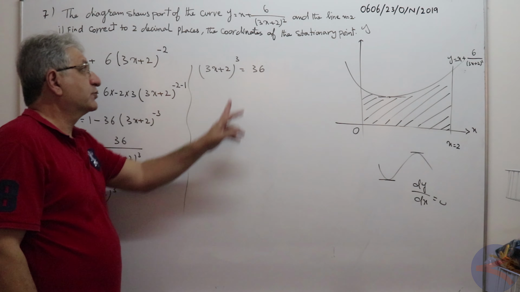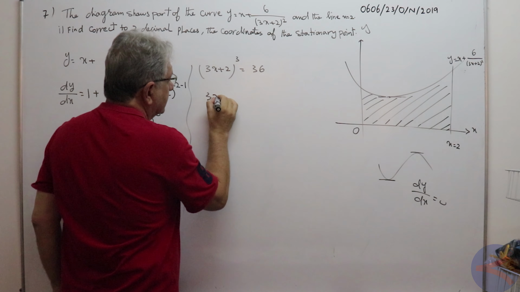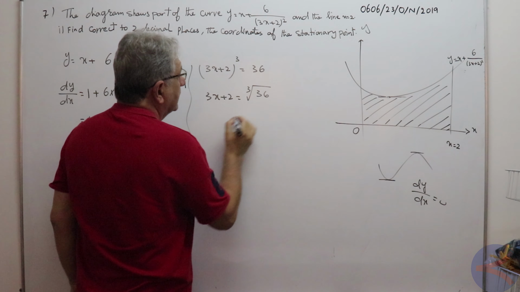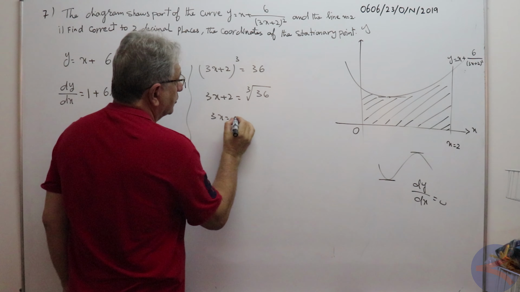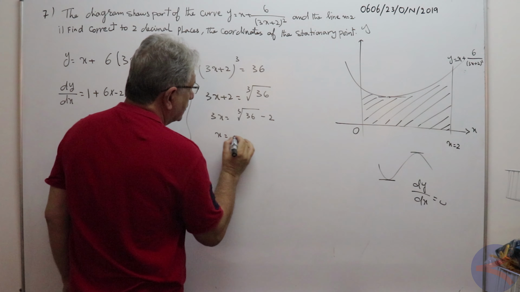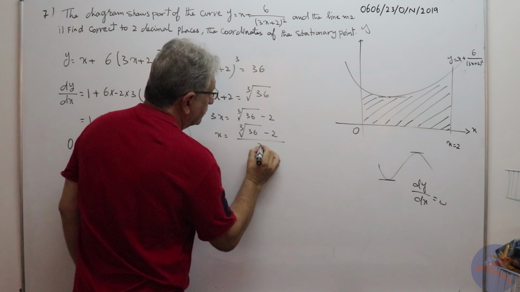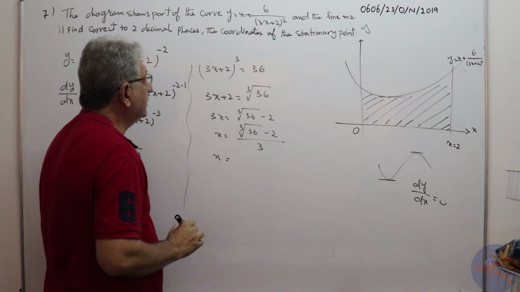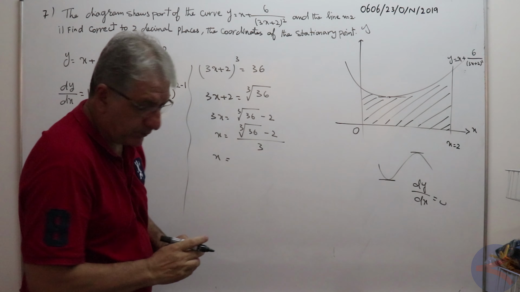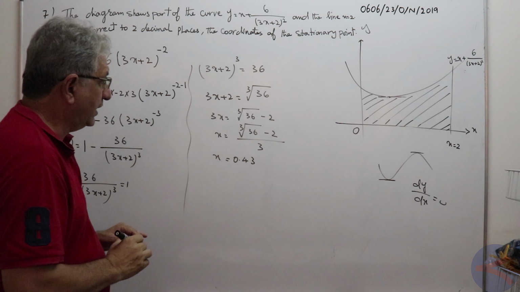Then to get rid of the power 3 here, I cube root this part. I'm going to get 3x plus 2 is equal to cube root of 36. And then 3x will be equal to cube root of 36 minus 2. Therefore x is equal to (cube root of 36 minus 2) divided by 3. Put this in the calculator because you want this correct to two decimal places. You are going to get 4.3 correct to two decimal places.